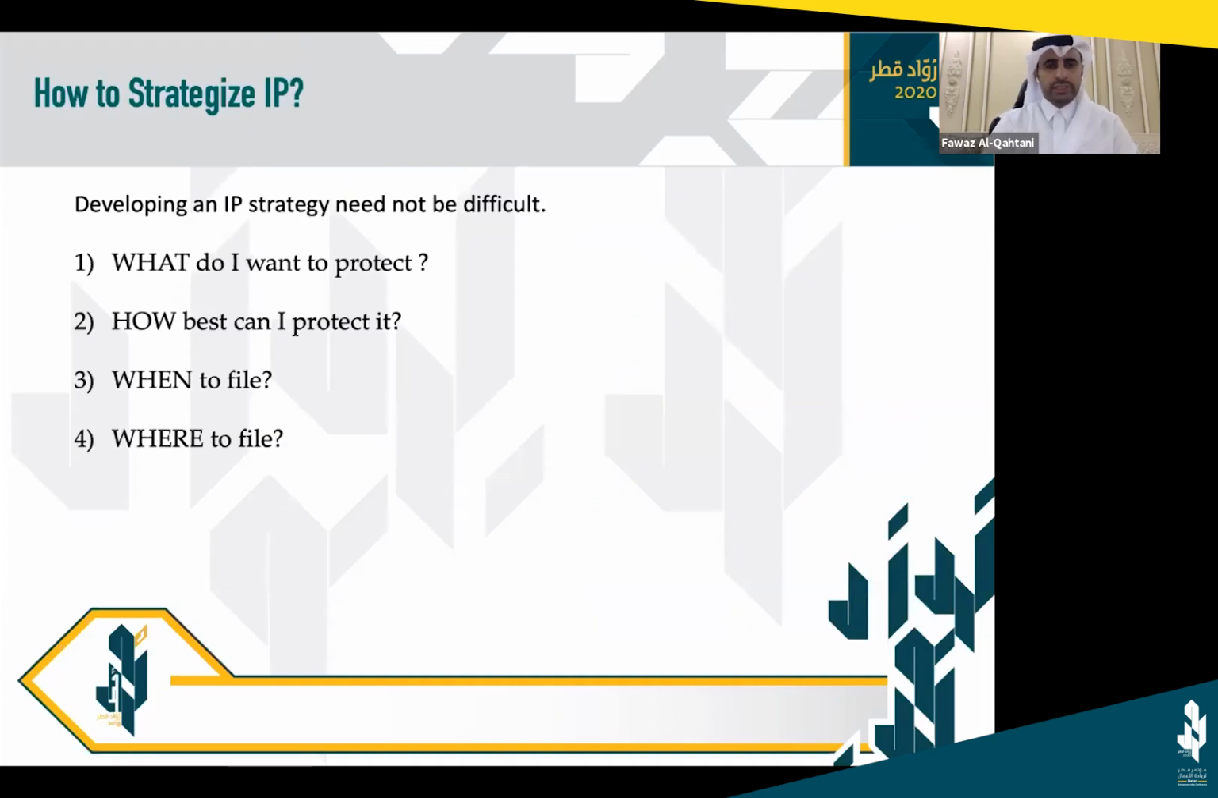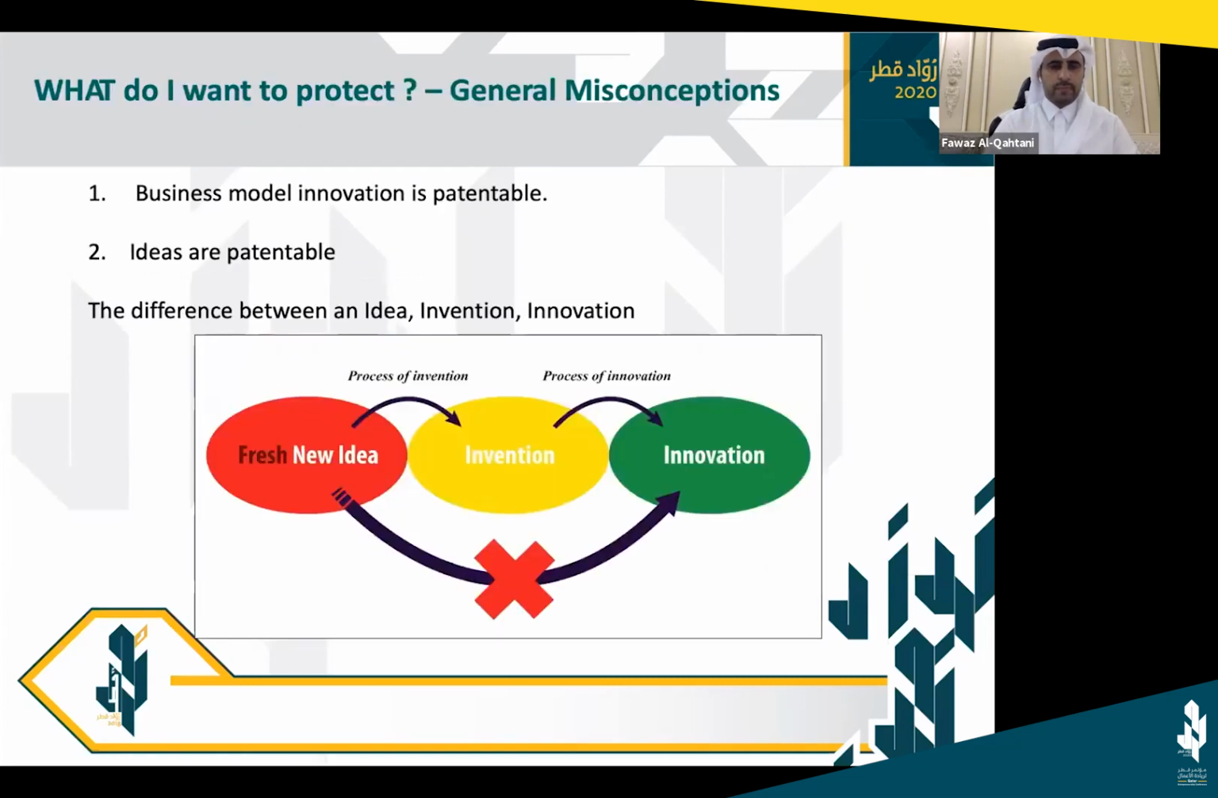So how to strategize IP? Developing an IP strategy need not be difficult. What do I want to protect first, how best can I protect it, when to file and where to file. Usually startups have to ask themselves these four questions and answer them carefully before they start their work. So what do I want to protect?